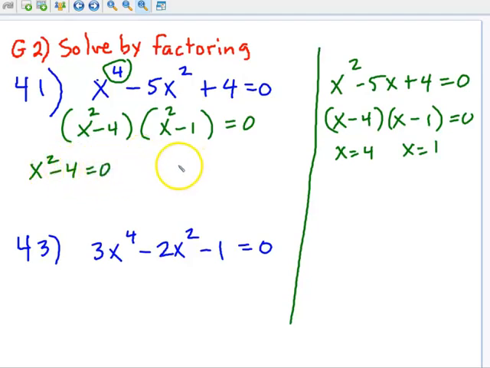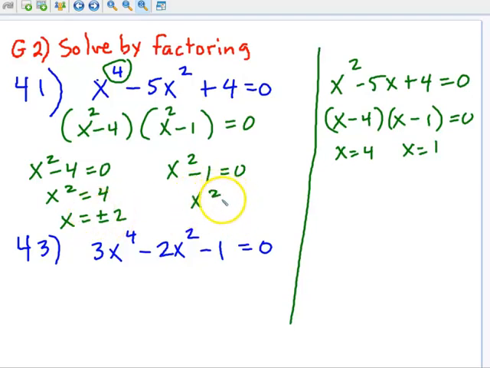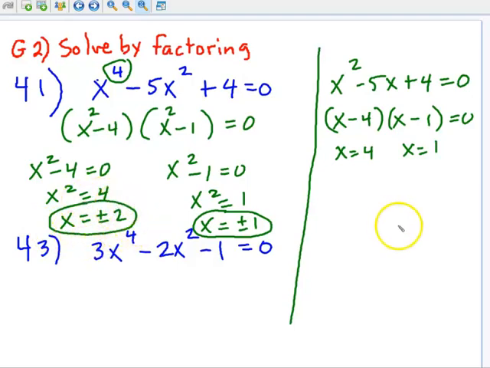So let's take each of these factors and make them equal to 0 and solve. So doing the square root of both sides, I'm going to get plus minus 2 out of this. And I'm going to get plus minus 1 here. And these are all 4 legitimate answers. Just trying to save a little bit of time.